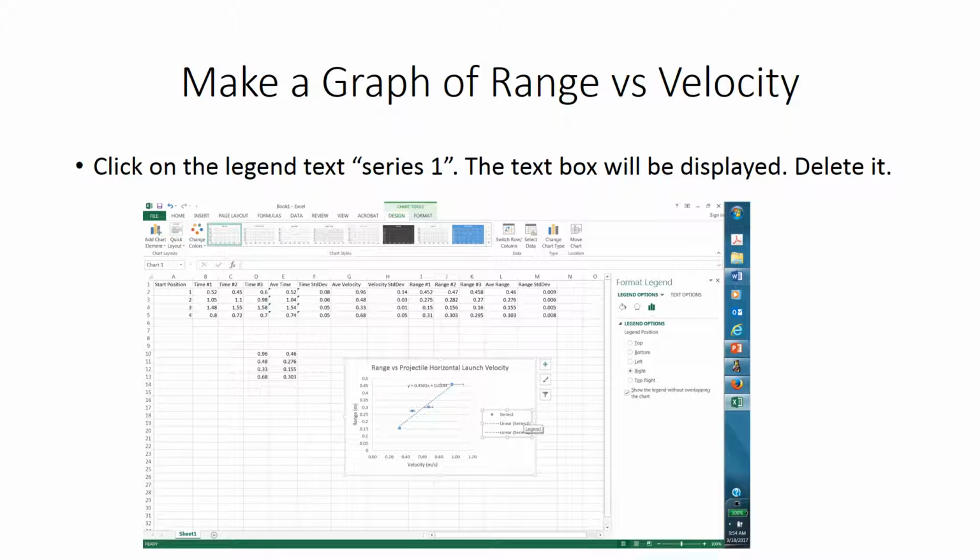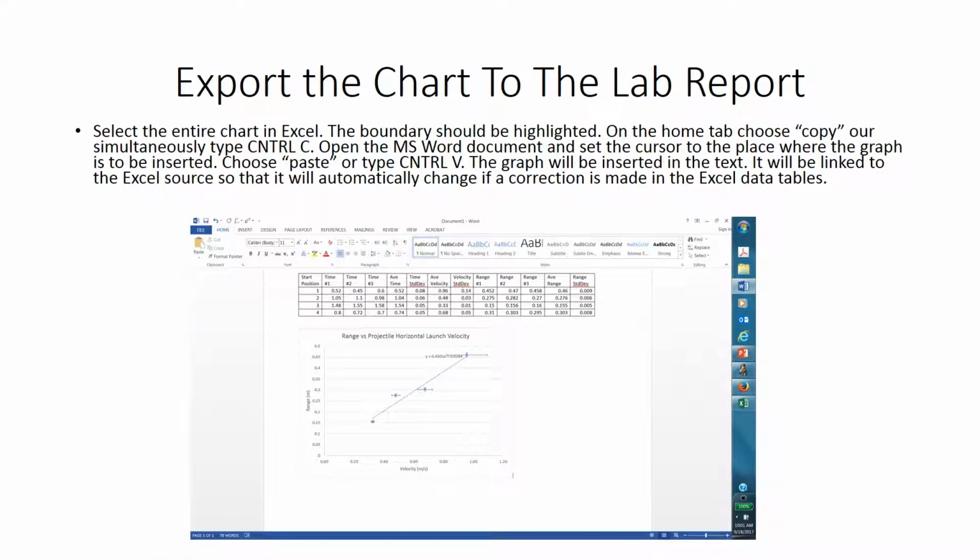Let's perform a little housekeeping before we export this chart to our lab report. On the chart, you'll see a legend and it says Series 1. Click on Series 1 and the text box will appear. Delete it. The graph is ready to move to the lab report. When that is done, we are finished.